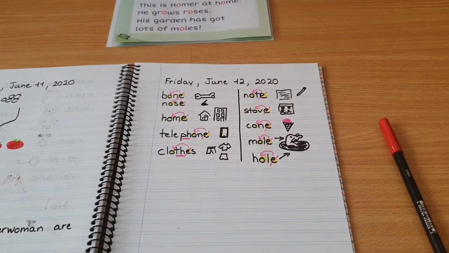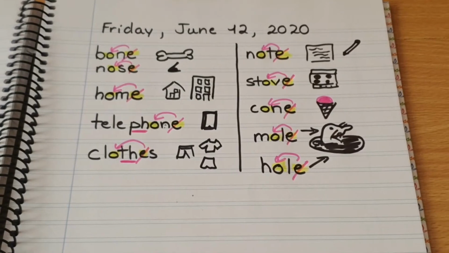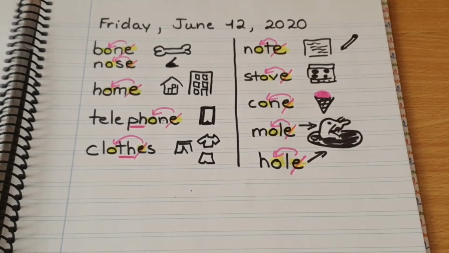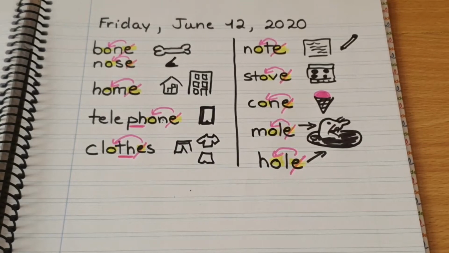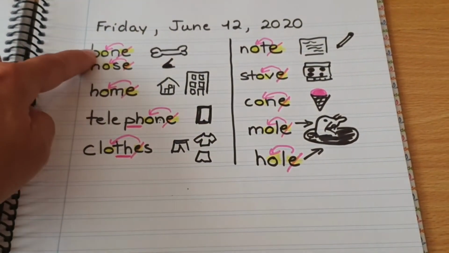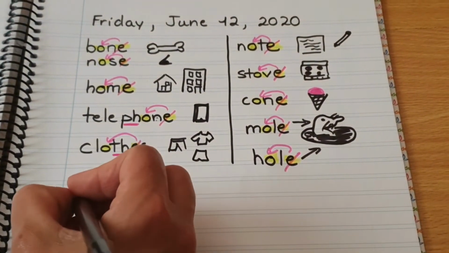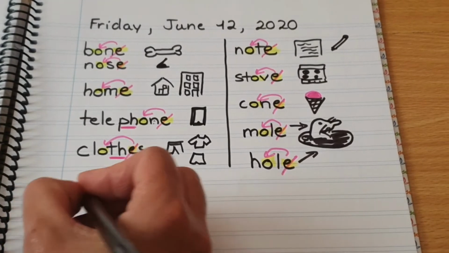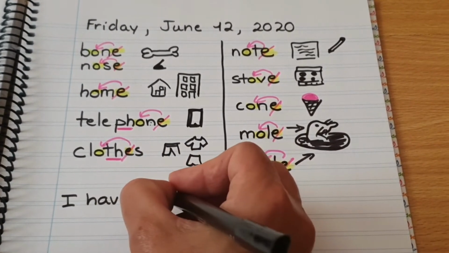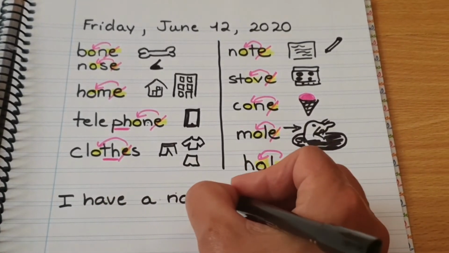Yes, let's write some sentences. I'm going to make this a little bit bigger, like this. Okay, let me see. What could we write here? Well, okay, in your body, you have a nose and you have many bones. Yes, you learned that in science. So, I have a nose. You only have one nose. Only one, okay? I have a nose.